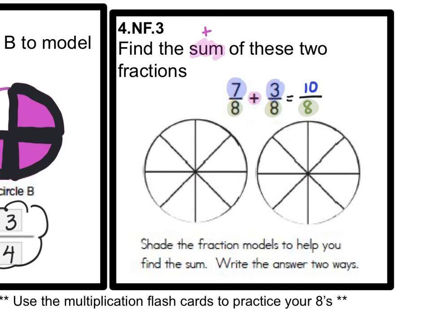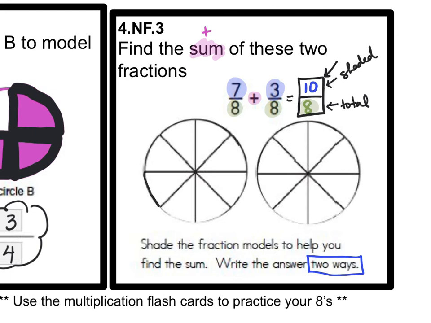Now the bottom part says, shade the fraction models to help you find the sum. Write the answer in 2 ways. So here's the trick to this one. Here's one way to write this answer, 10/8. Another way is to look at the parts shaded out of the parts total. So my denominator is still 8, meaning each whole has to have an 8. However, this 10 means the parts shaded. So I'm going to shade in 10 parts.